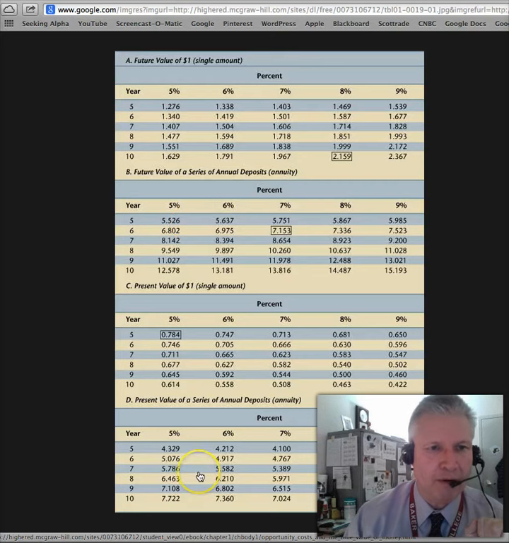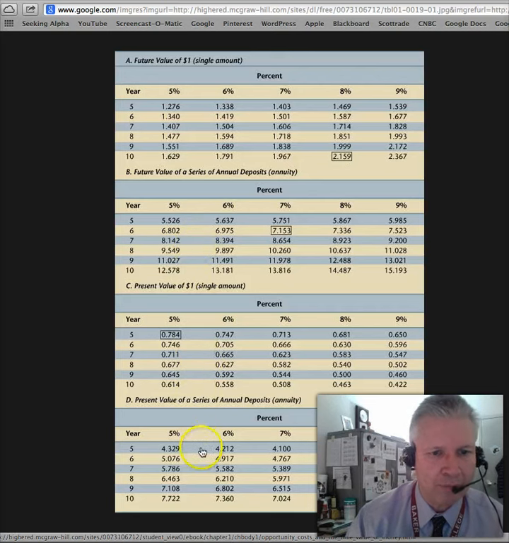B and D, you're only going to use if you have a series of payments. If there's more than one payment, automatically table A and table C are out of the equation. Then you just have to determine, is it a future value of an annuity or a present value of an annuity, and then use the appropriate table.